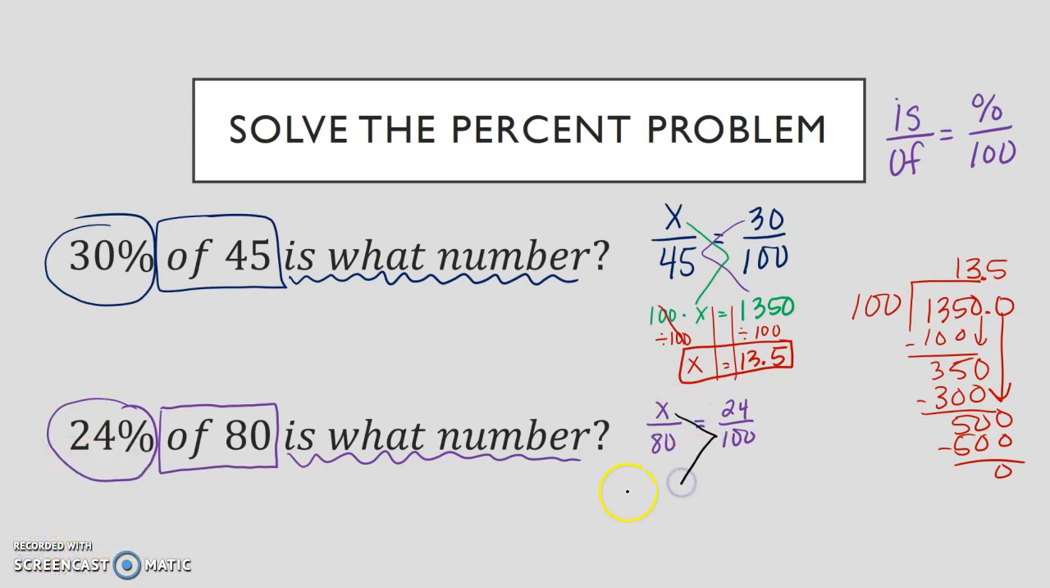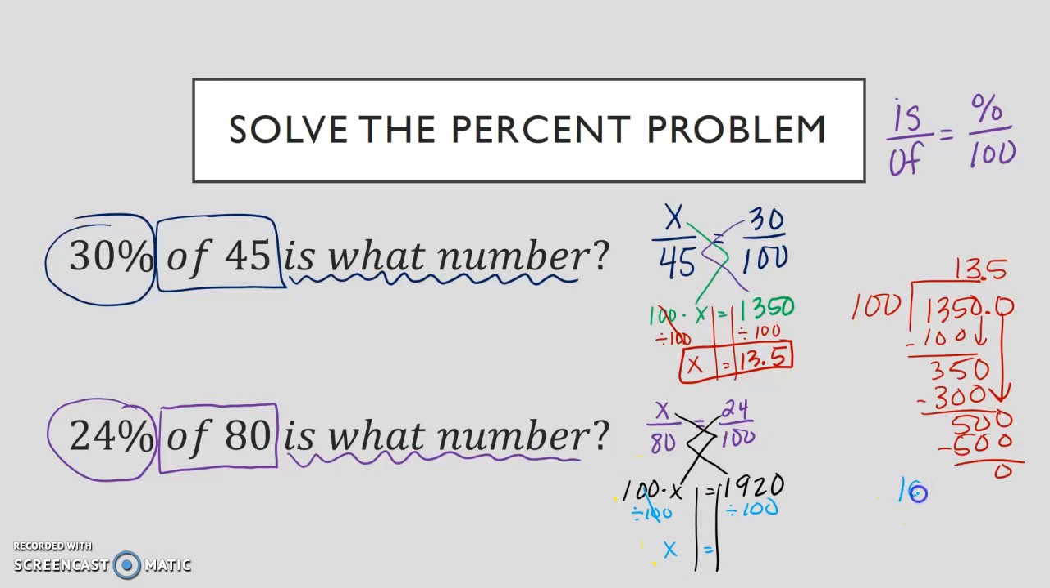So again, we're going to use that shoelace method, multiplying diagonally. We're going to do x times 100, which again is 100 times x. And we've got 24 multiplied by 80. And that we get 1,920. So again, one-step equation. We need to get x all by itself. So we are going to divide by 100, divide by 100. And we get x alone.